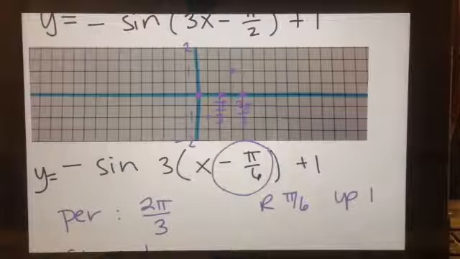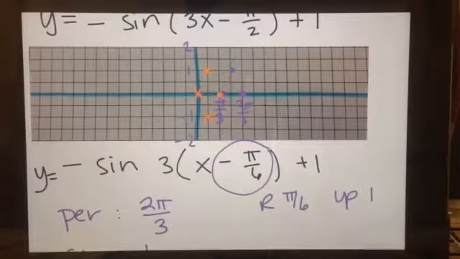Now I can shift every point right pi over 6 and up 1. Right pi over 6 means I'm going to go to the right 1 box. Up 1 means I'm going to go up 2 boxes because that's how I set up my intervals. So right pi over 6, up 1. Right pi over 6, up 1. This one, right pi over 6, up 1. Oh, they're kind of landing on each other. Right pi over 6, up 1. And then right pi over 6, up 1. And so that's what my graph should look like.